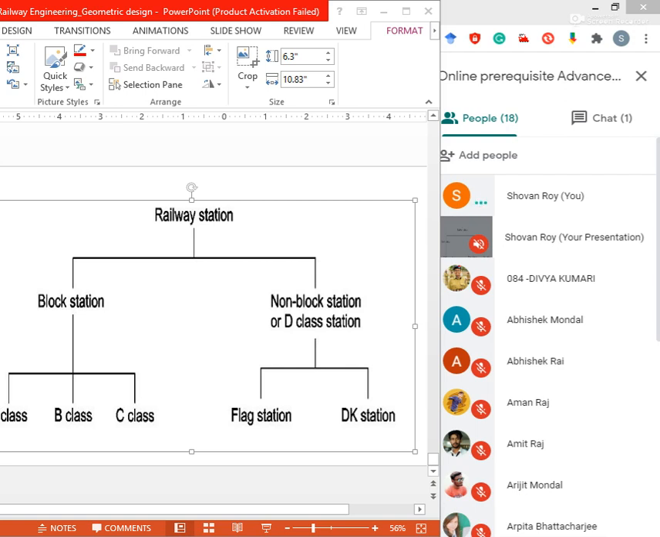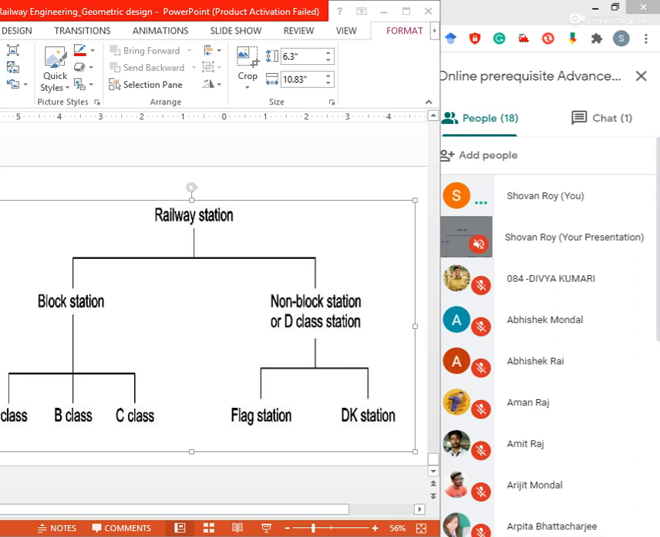Now the functional considerations. Stations are classified based on the function they are required to perform. Under this category, stations are classified into halt stations, flag stations, crossing stations or wayside stations, junction stations, and terminal stations.